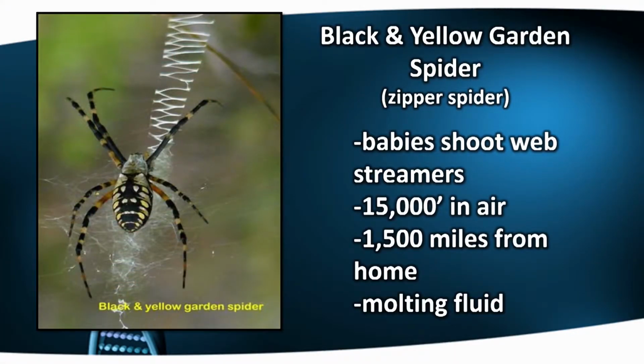How does it know to do the molting fluid? How does it know where to? How does it know to crawl out? How does it know to do the different types of web? How does it know to shoot the streamer, fly? How does it know where to be safe? How does it know any of these things unless God told it to?